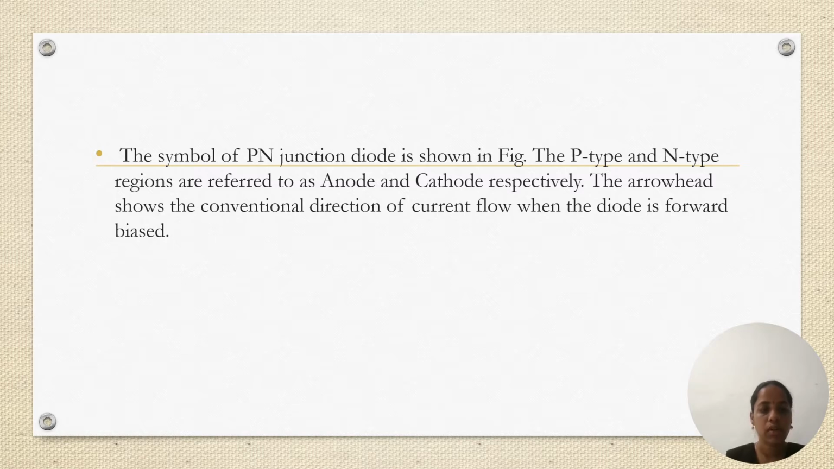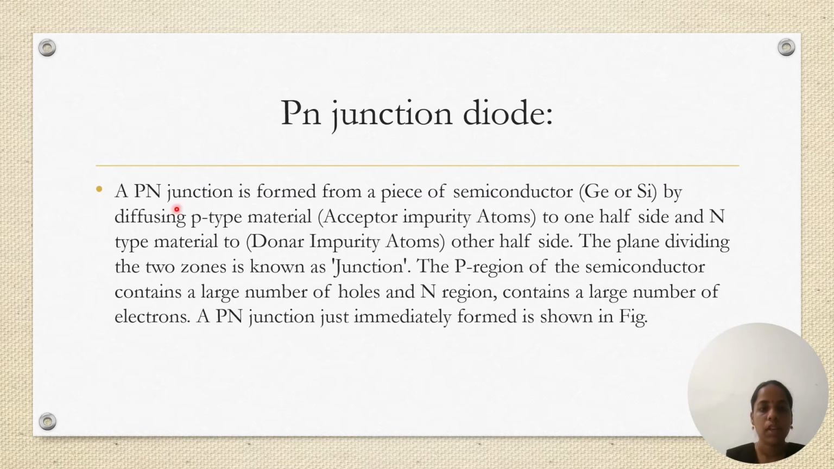Next, p-n junction diode. A p-n junction diode is formed from a piece of semiconductor, means germanium or silicon. Germanium or silicon has cut-in voltages, germanium having 0.3 and silicon 0.7. By diffusing p-type material to one half side and n-type material to the other half side, the plane dividing the two zones is known as junction. Two regions are formed called P region and N region.